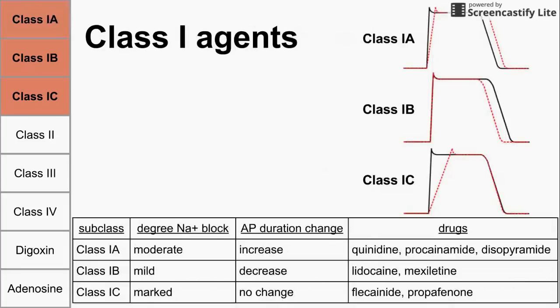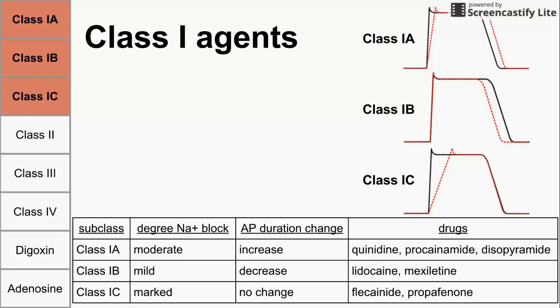Now this will help us organize the three class 1 agents in that table below. 1A has a moderate sodium block, which increases action potential duration, as shown in that top graph at the top right. We have a moderate block in sodium, which increases action potential duration. 1B is that middle graph, which has a mild sodium block, which decreases action potential duration. Class 1C has a marked sodium block, which has no change in action potential duration.